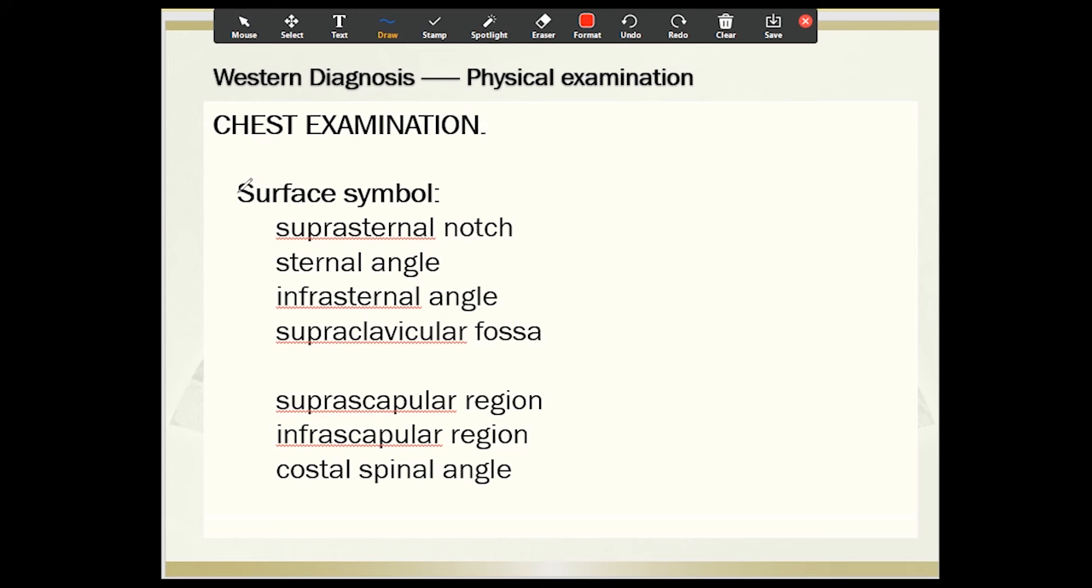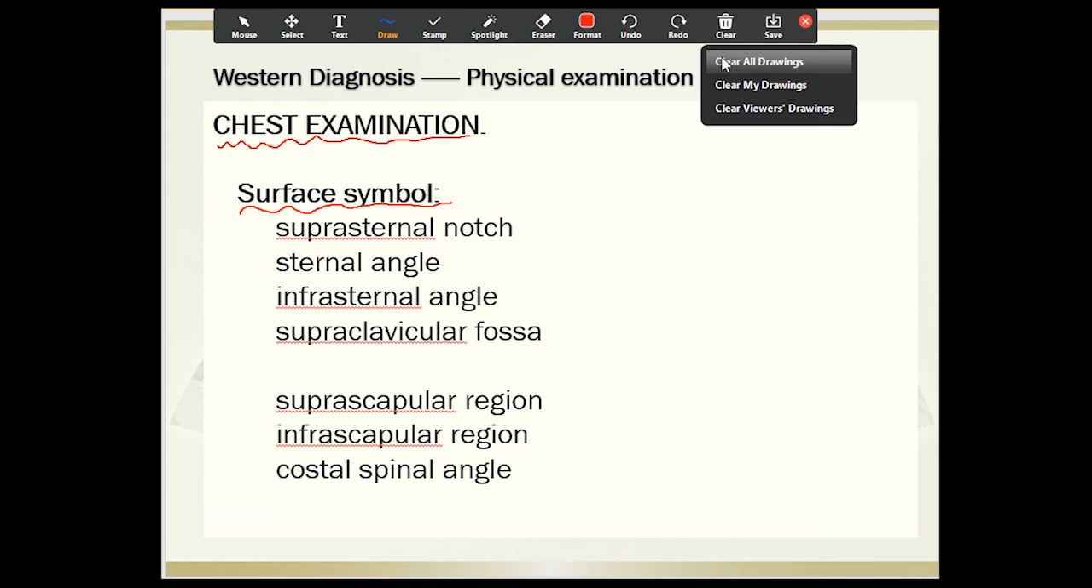So when we're talking about checking the chest, we're talking about some anatomy surface symbols first, in the chest area. So let's look at the picture, maybe a little bit easier here.